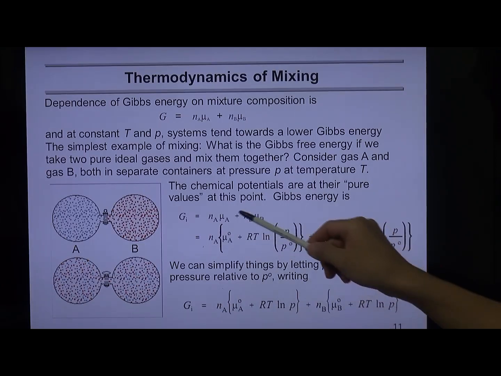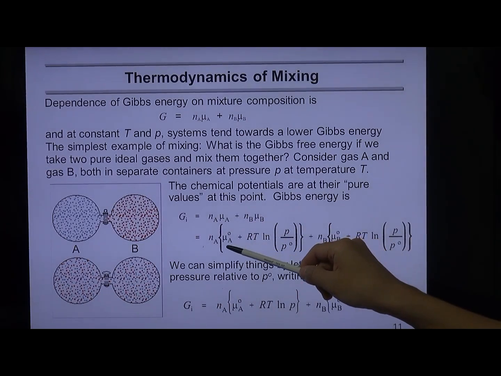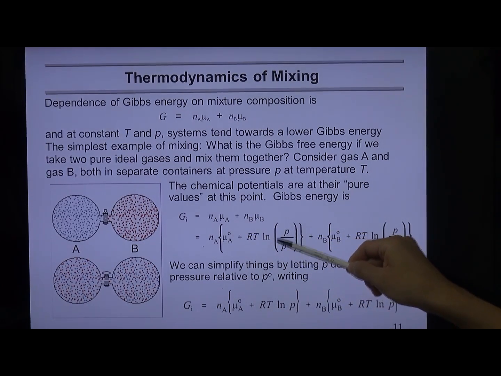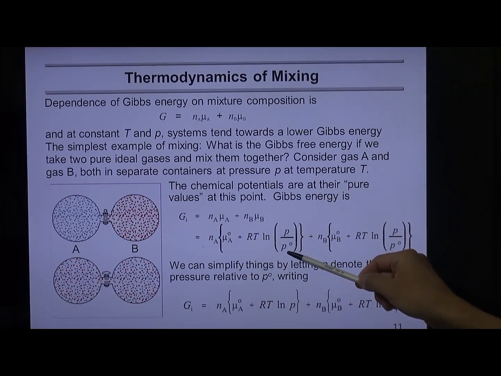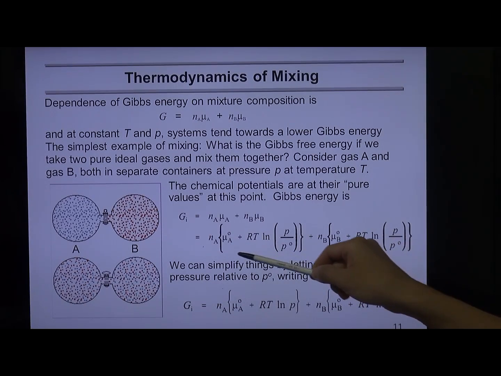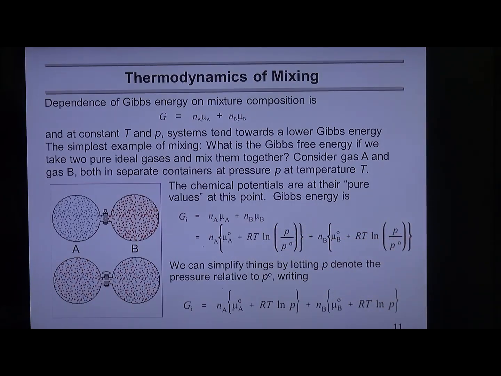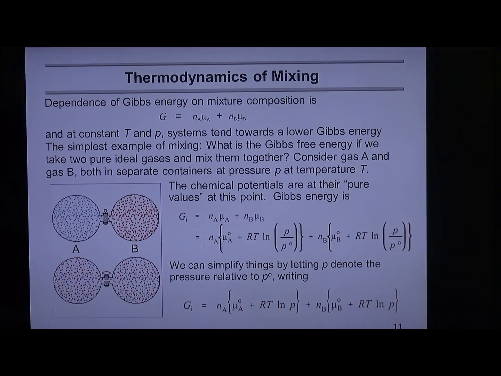And chemical potential can be expressed as the standard chemical potential plus RT log P over P naught. We have learned this in chapter 3, right? So mu_A can be represented as mu_A naught plus RT log P over P naught. Similarly, mu_B can be represented like this.